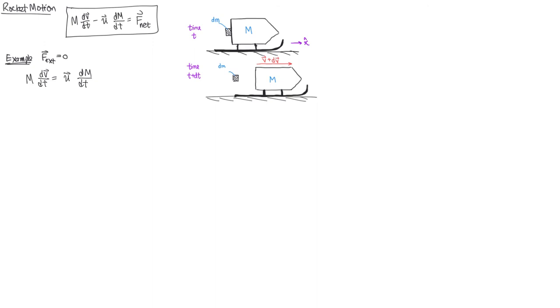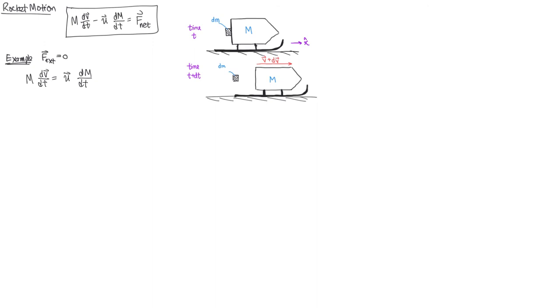In other words, both sides are positive. M is a positive quantity. dv/dt is a positive quantity. It points to the right. U points to the left, so it has a negative sign. And then dm/dt is negative, so negative gives you positive, and this left-hand side is also positive.